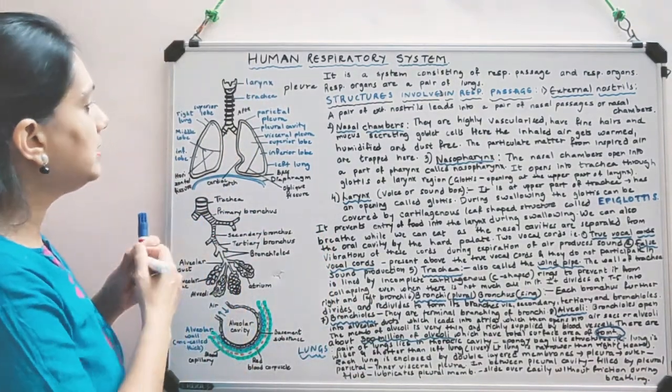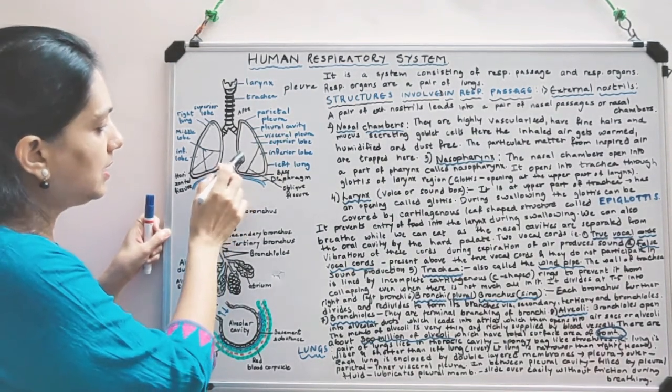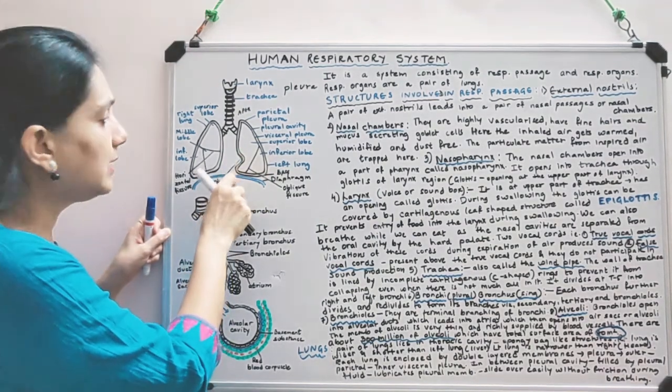Now here you can see the left lung. This is the left lung. Here I have drawn a space like this. So this is called the cardiac notch.